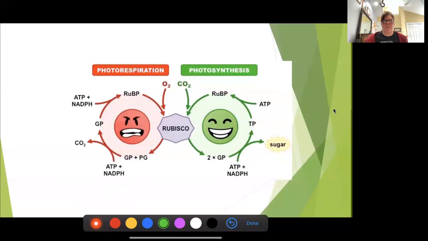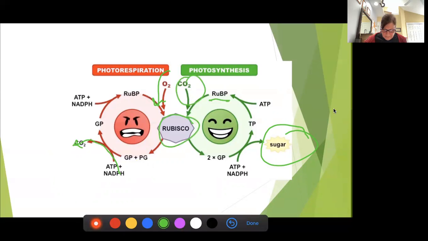So here's another picture. So photorespiration, again, we're going to take in oxygen and give off CO2. We're not making any sugar. If RuBP binds with Rubisco and CO2, we end up making the food. So that's photosynthesis versus photorespiration. We don't want to do photorespiration.